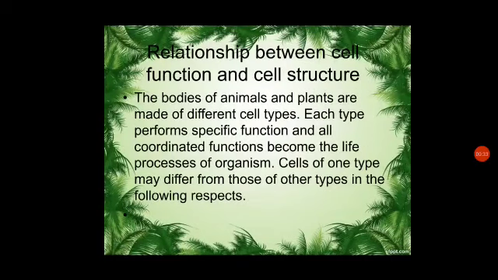Now we will see the relationship between the cell function and the structure. The bodies of animals and plants are made up of different cell types. Each type performs a specific function, and all the coordinated functions become the life processes of organisms. Cells of one type may differ from other types in different respects. The body is made up of so many cells, like red blood cells, white blood cells, nerve cells, muscle cells, stem cells, sex cells, and many others. Each cell has a specific function which it has to perform.